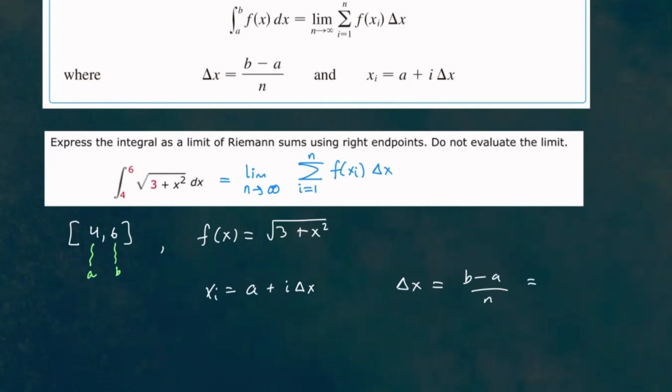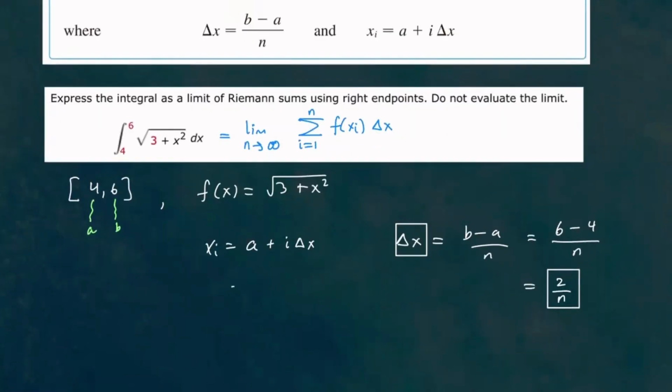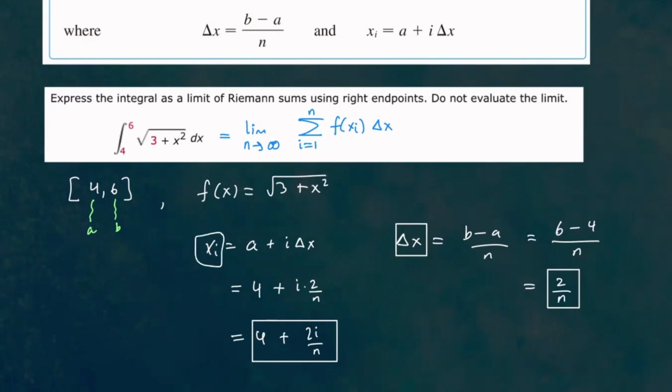So let's substitute. b is 6, a is 4, divided by n. So that will be 6 minus 4, that's 2 over n. So our substitution for delta x is 2 over n. Now xi, well, that's going to be a. Like we said, a is 4. So this is going to be 4 plus i delta x, so times 2 over n. You could just write this as 4 plus 2i over n. So that is our replacement for xi.